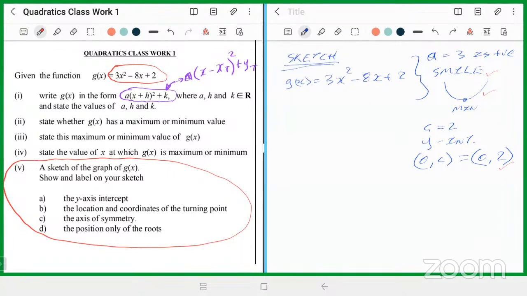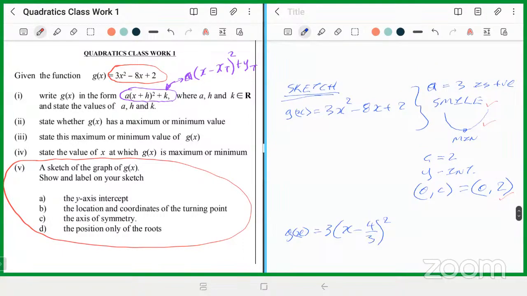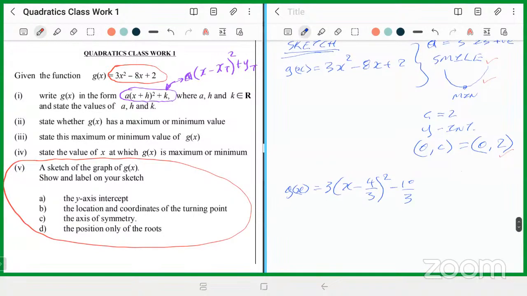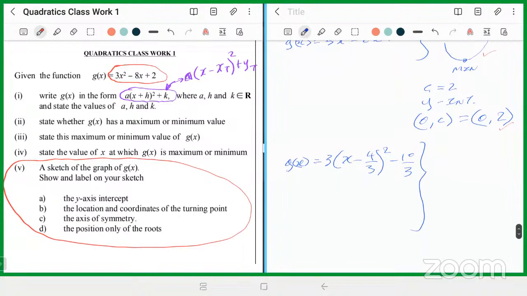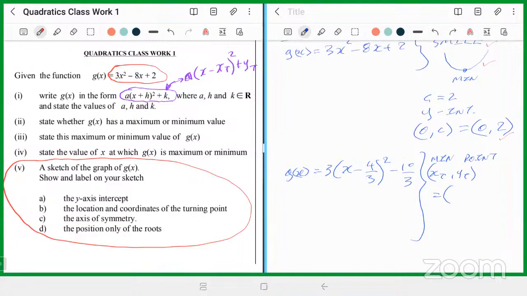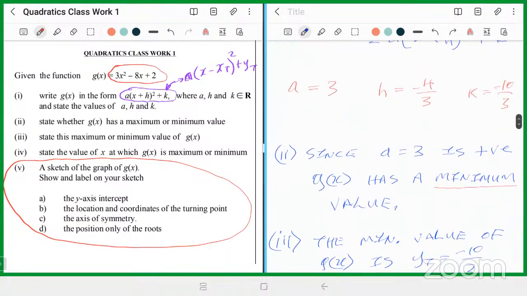So when we did the vertex form, which is g of x equals, what is it? 3 into (x minus 4 over 3) squared, plus minus 10 over 3. Out of this vertex form, it tells us the minimum point. The coordinates of the minimum point will be (xt, yt), because that's the minimum turning point. The xt is 4 over 3. That's what we got from up here. Not negative 4 over 3, no, 4 over 3. Right here.